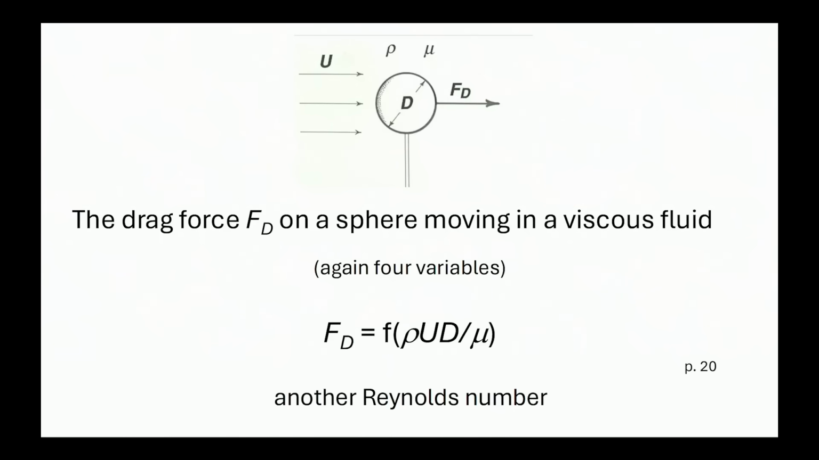So let's look at another problem, which is relevant to sedimentary geology. Flow past a sphere. What's the drag force on a sphere moving in a viscous fluid? Again, we have 4 variables, same ones, rho u d over mu, but u is now the approaching flow, and d is the diameter of the sphere. So the drag force is a function of the Reynolds number, another Reynolds number. Does that make sense to you?